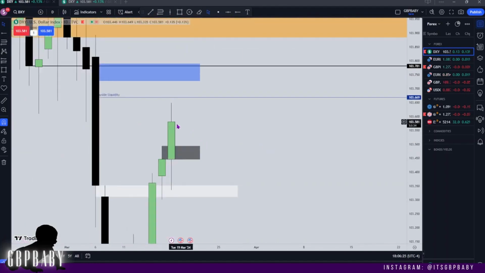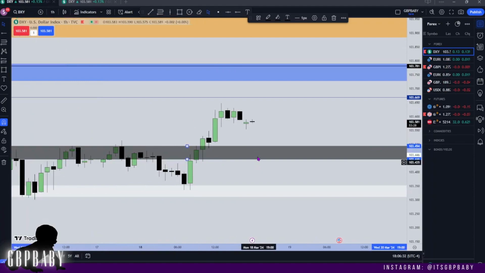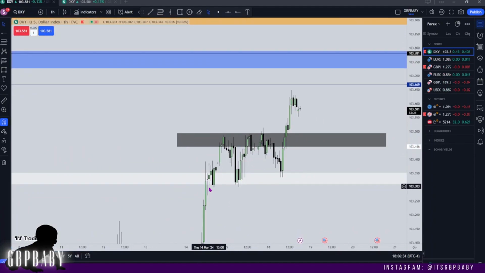If tomorrow dollar trades lower and trades through this wick, remember this is a wick we're watching. I'll go back to the 1 hour. If dollar trades through that and disrespects it, then we should start looking for these sell stops to get traded to. But until that happens, we should remain bullish because one, there's a bullish order block here.